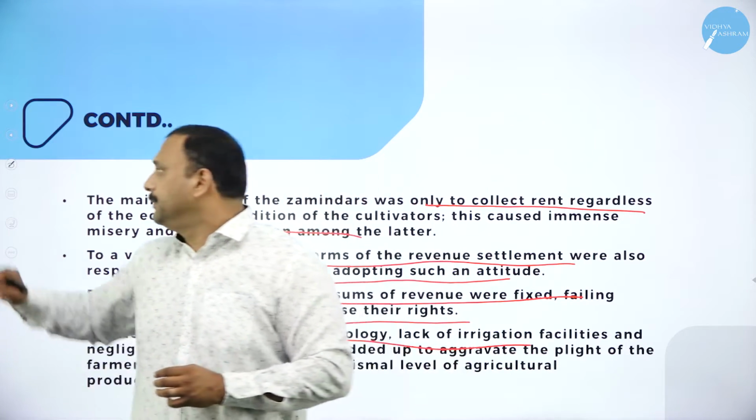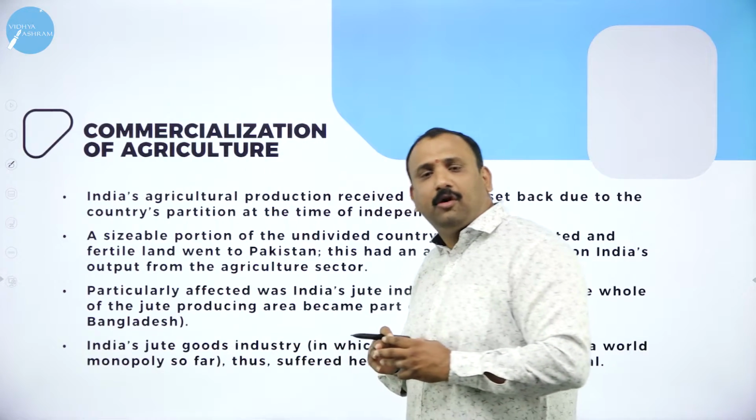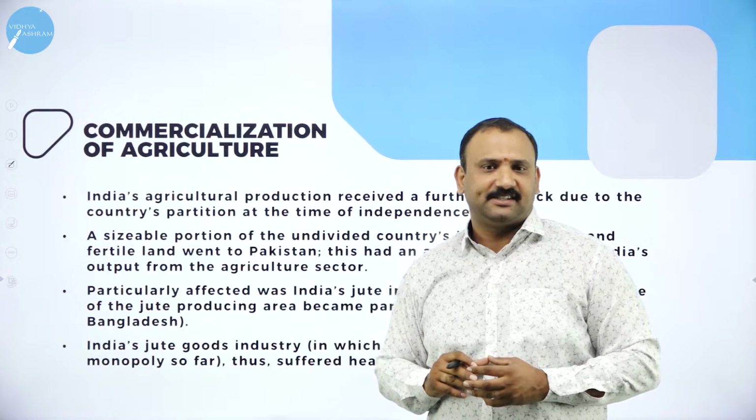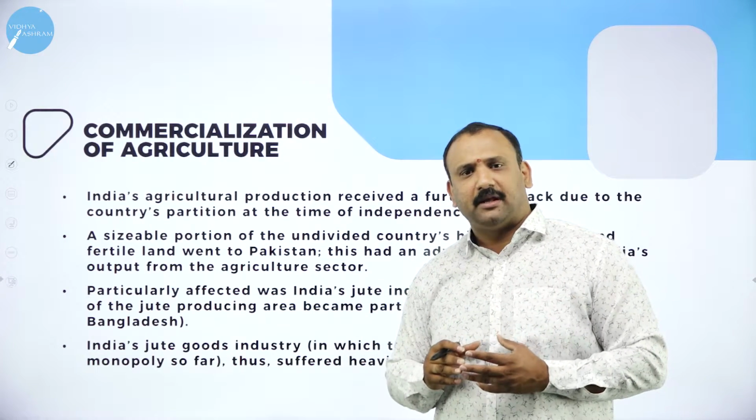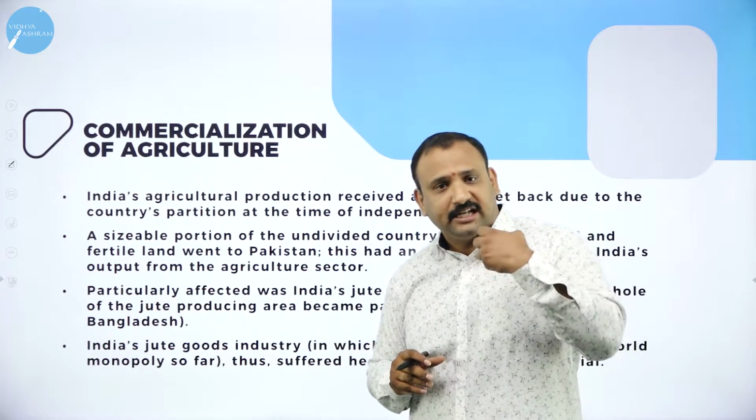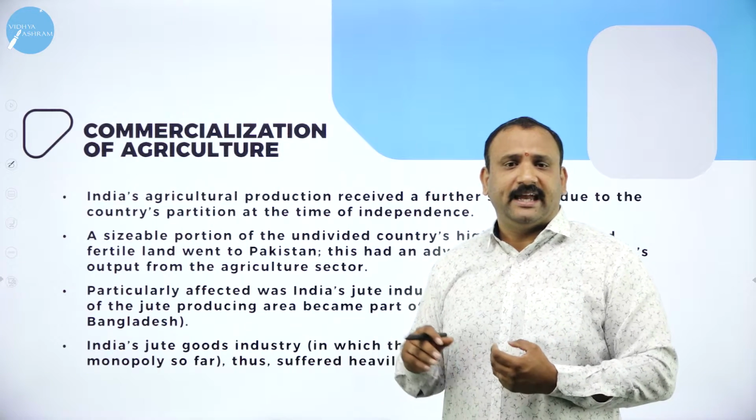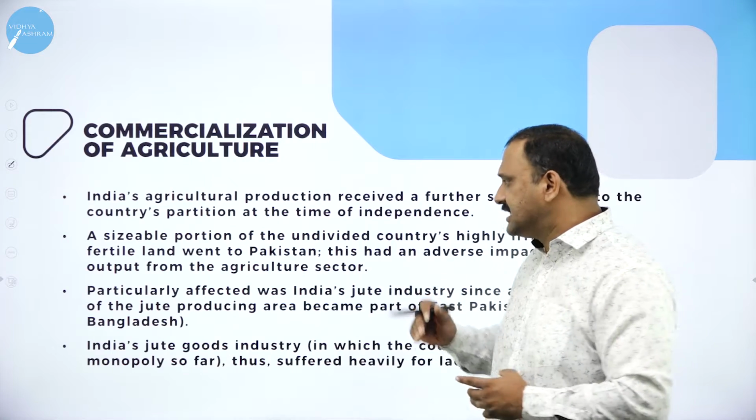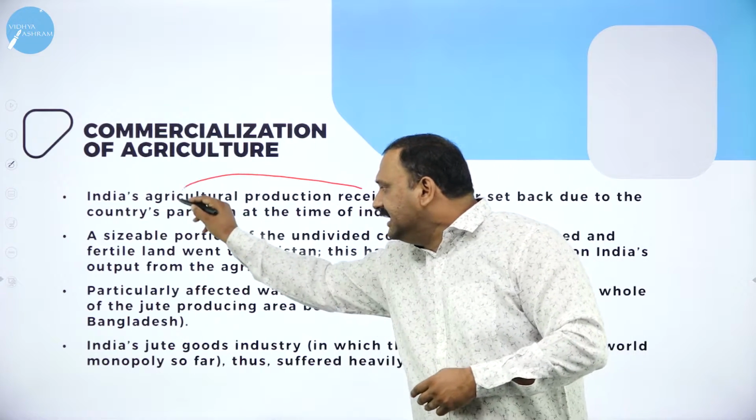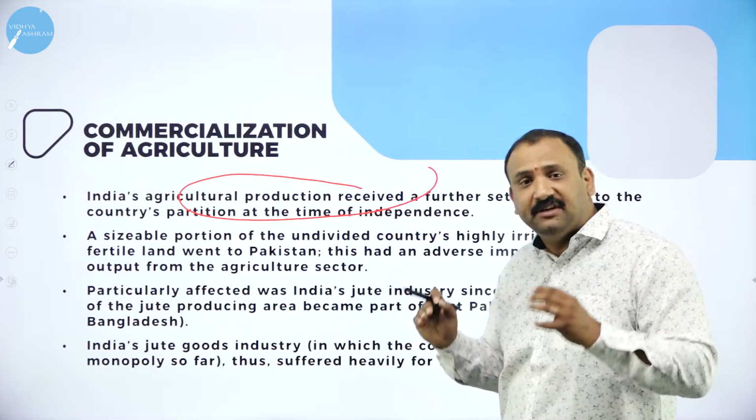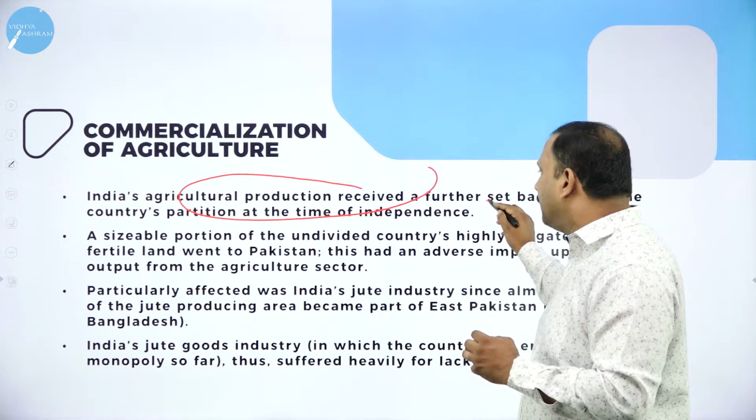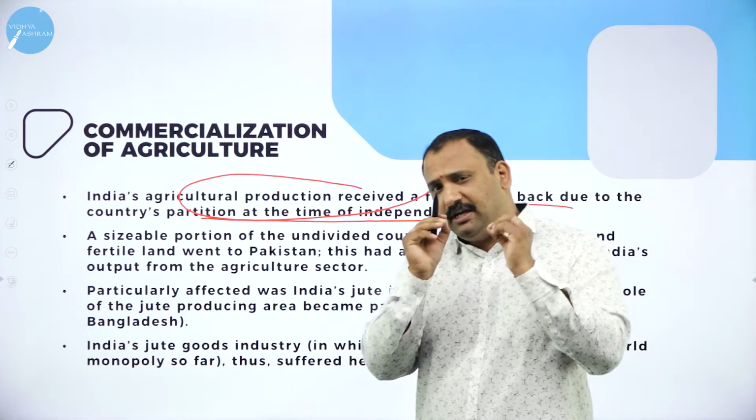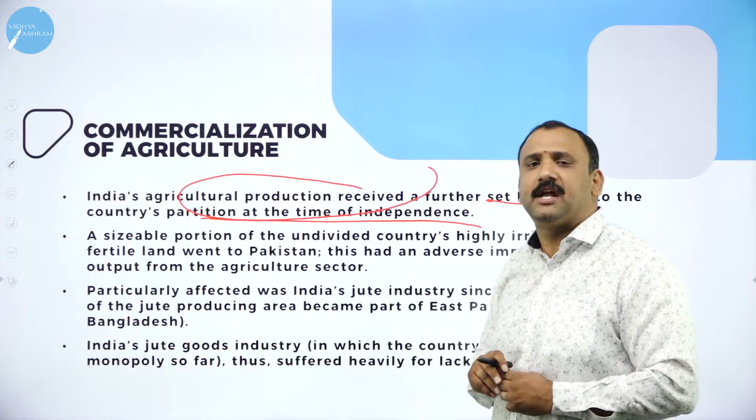Now, moving forward, the commercialization of agriculture. How can we make agriculture a commercial success? We all know that we produce something, but is there a chance? Is there a scope where we can make the entire sector even more commercialized? Yes. Indian agricultural production received a further setback due to the partition at the time of independence. This is very, very important for all of us to understand.